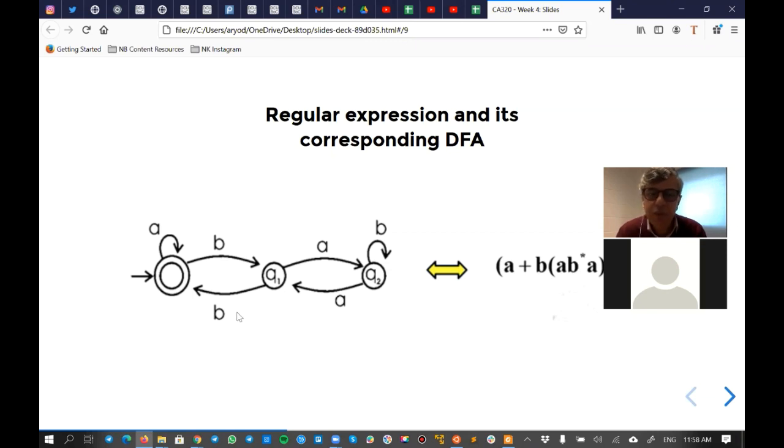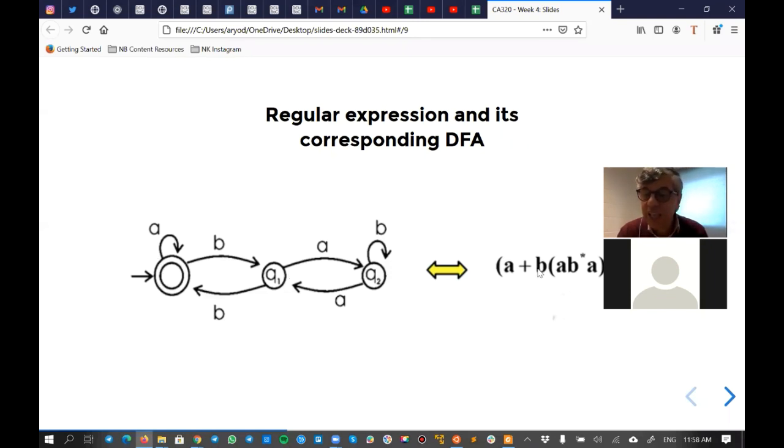How can we generate ABB from this machine? I start from here, I take 1 A, I'm here, 1 B, I go here, and another B. How to go? Yeah, from here I take another B and come here. So A, B, and B, and I'm in the final state.